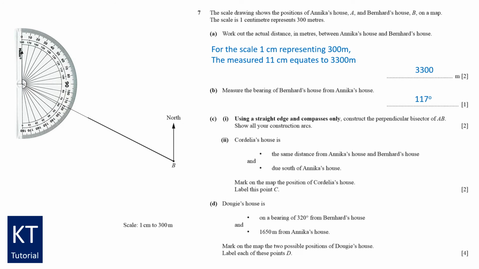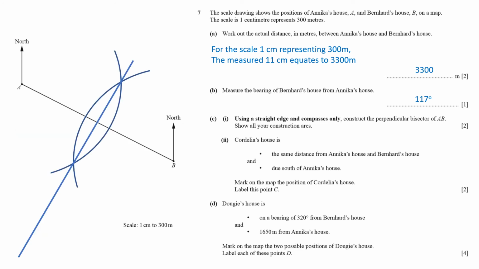Next, using a straight edge and compasses only, construct the perpendicular bisector of AB. Show all your construction arcs. Start by positioning the compass a bit more than half the length of AB and inscribe the arcs from A and B. The bisector is a straight line that adjoins the two arc intersects.